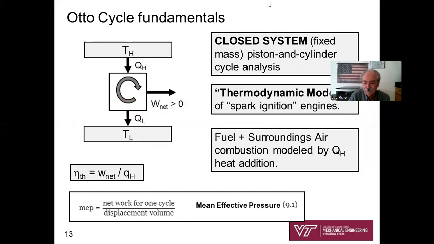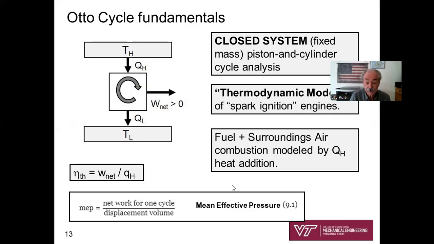Let's remind ourselves, Otto cycle fundamentals. This is going to help us learn the thermal efficiency of the Otto cycle or any air standard power cycle. Energy sought over the energy that costs. We're trying to make net work. That's our objective. What's it going to cost us? QH. So the thermal efficiency is little w net divided by little qH.